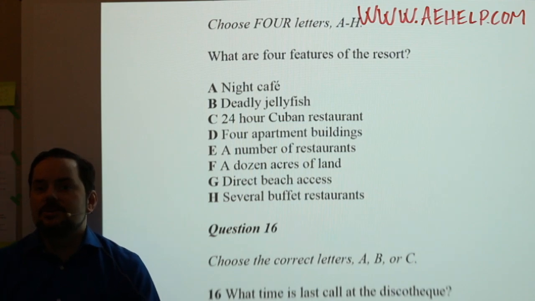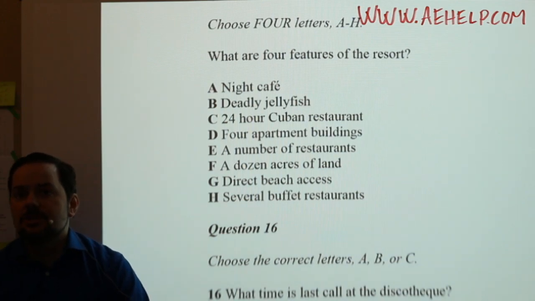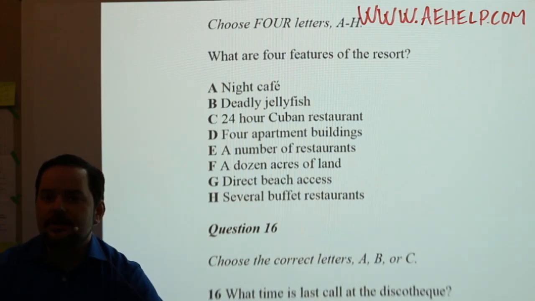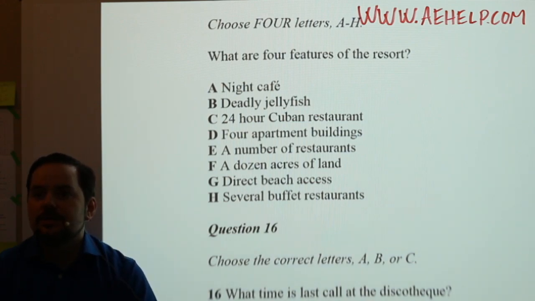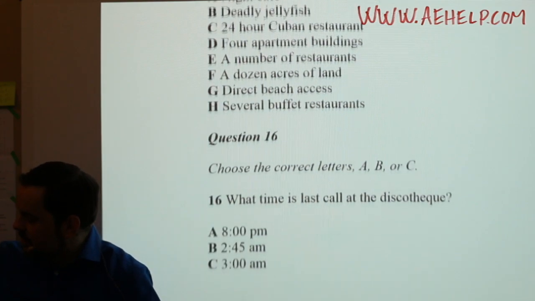Did anybody get this one? So you had to be patient. The guide talks about a lot of these points, mentions something, but what are the actual 4 features? So you have 4 points here, and it was really important that you're patient here. Yeah, A was basically the last point that was said. There is a night cafe. There's definitely a few restaurants. The speaker talks about, I think, several different restaurants, right? So most of you are going with D, E, H, A, which seems like it's correct. We'll look at the answer key in a minute and make sure those are the right answers.